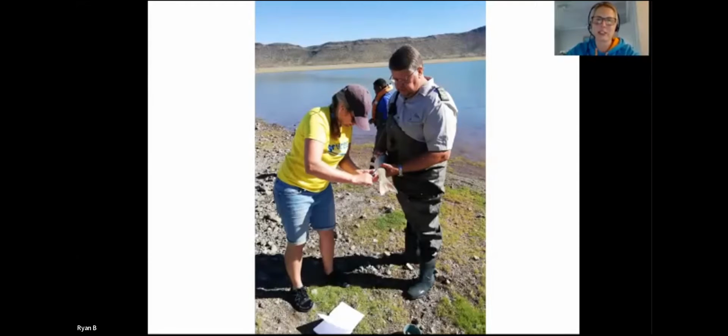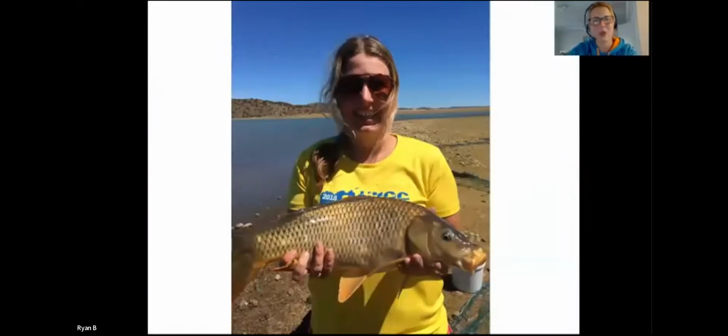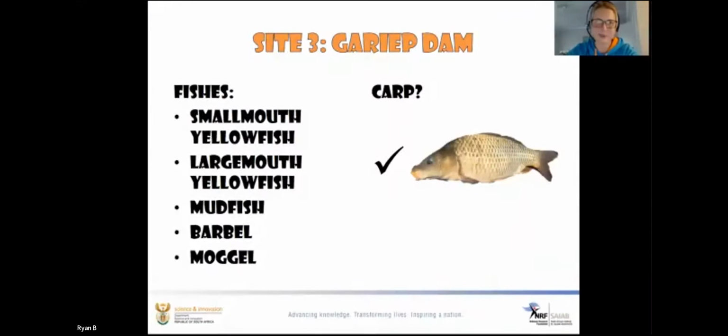This is useful when you're considering invasion biology, because by comparing the trophic niche of your invader to your native species, you can see if there's overlap or predation or displacement. Here we are collecting the putative items. And here's one of those big Hariep carp.